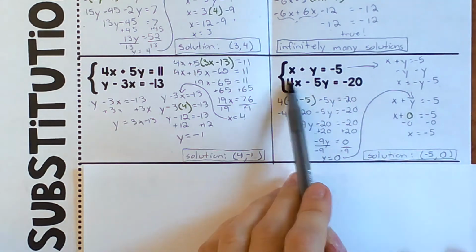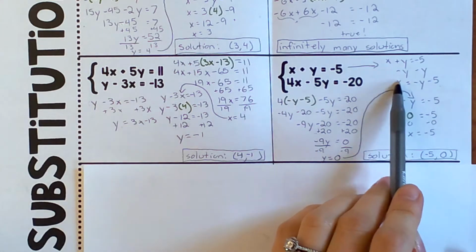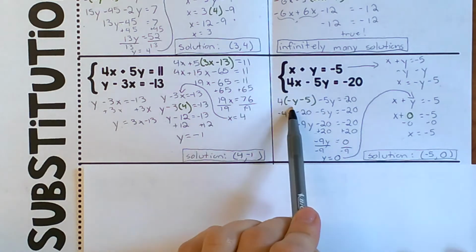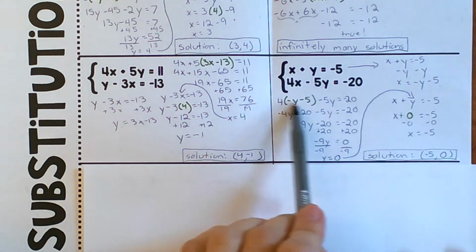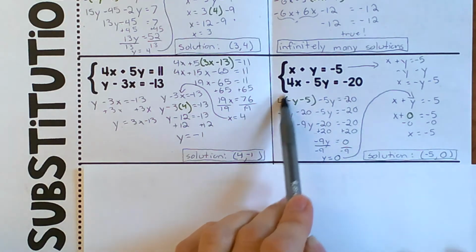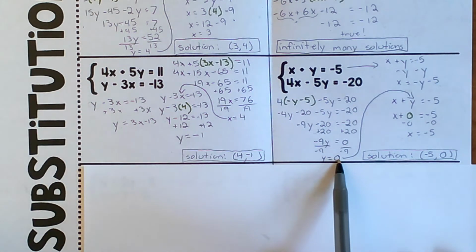So when I went to the second problem, instead of saying 4 times x, I took x out and plugged this in. So I said 4 times -y minus 5, and then copy down the rest of the problem. When I distributed and solved, I got y equals 0.